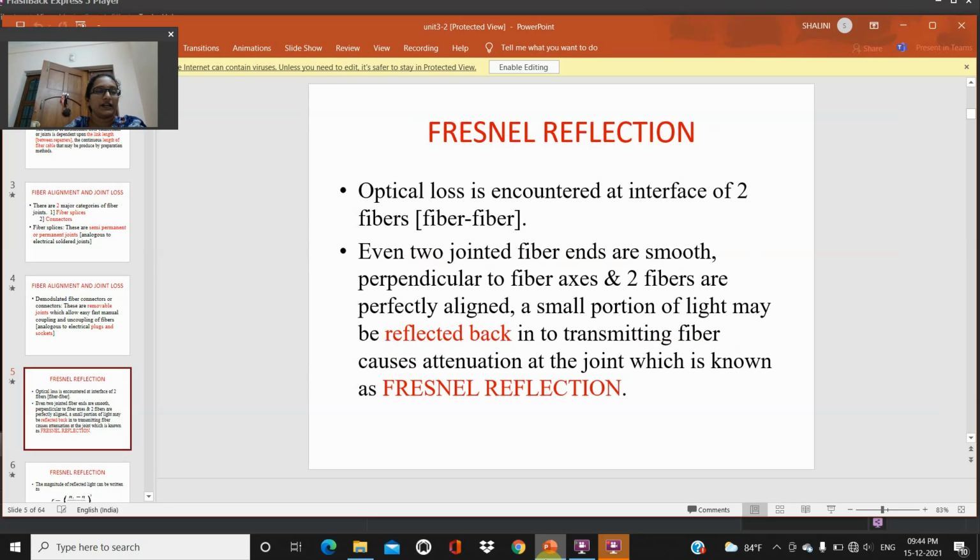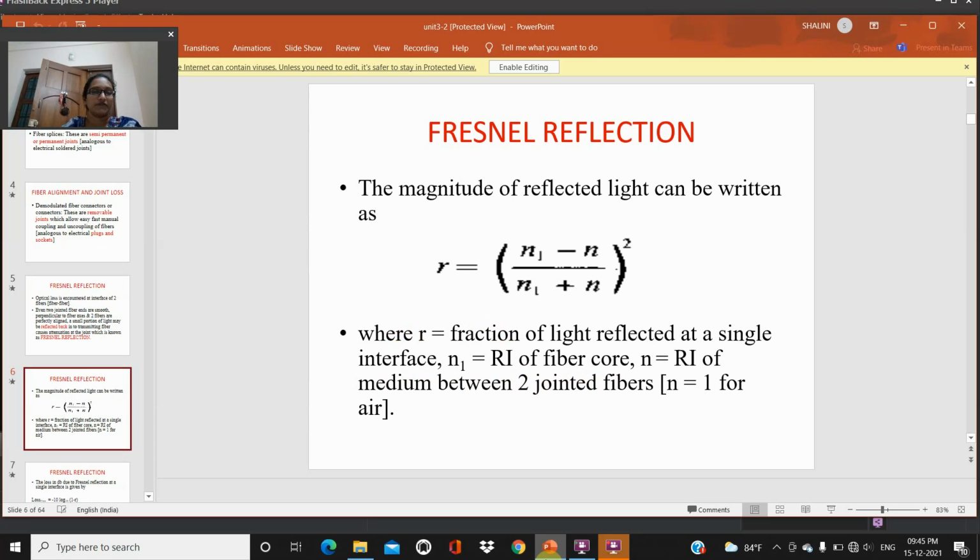Next, Fresnel reflection. So what is Fresnel reflection? The optical loss encountered at the interface of two fibers. Even if two jointed fiber ends are smooth and perpendicular to the fiber axis and the two fibers are perfectly aligned, a small portion of light may be reflected back into the transmitting fiber, which causes attenuation at the joint. This is known as Fresnel reflection.